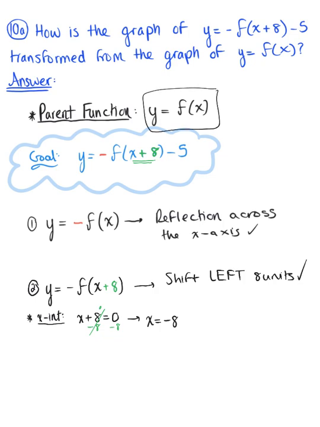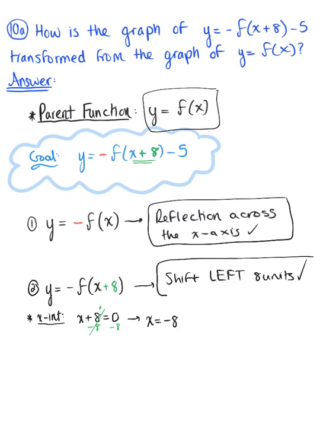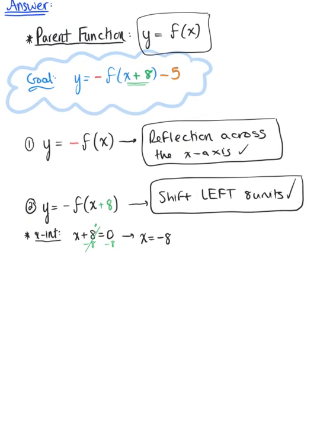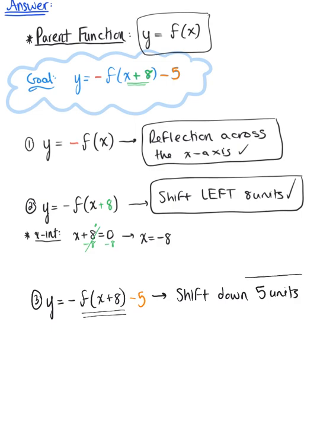So again, we have our parent function, we have reflected across the x-axis, then we have shifted left 8 units, and now last but not least, again, looking back at our given function here, our goal, we notice that we're subtracting a constant of 5 from f of x. So again, thinking about our definitions, we have y is equal to minus f of x plus 8, and on the outside of that function, we are now subtracting 5. So remember, if you are subtracting a constant from the y value, from f of x, this means that we have a vertical shift down. So we are going to shift down 5 units. And we have officially attained that given function.